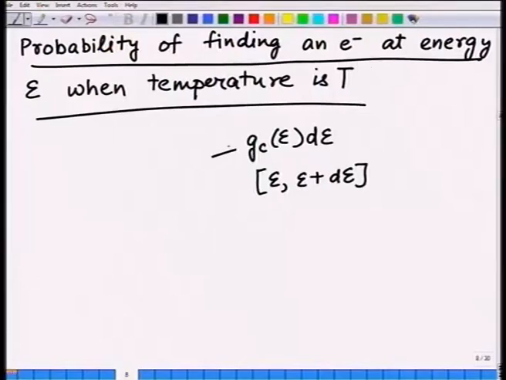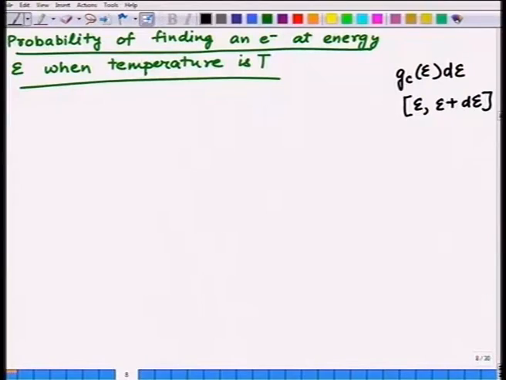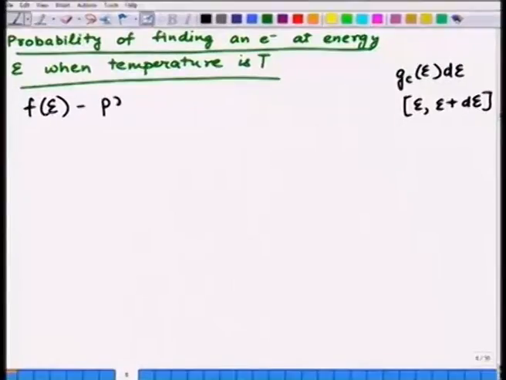So that's what we are heading towards. I've already defined this quantity. Now I'm going to define the probability. Once I have the probability, I'll multiply the two and I'll get my number of electrons. That's the strategy we are adopting. So let's define F(E) as that probability. F(E) is that probability of finding an electron at energy state E. All right. So this is the probability.